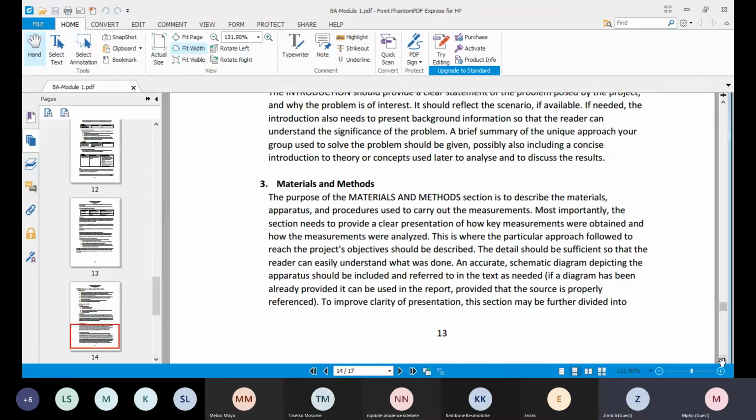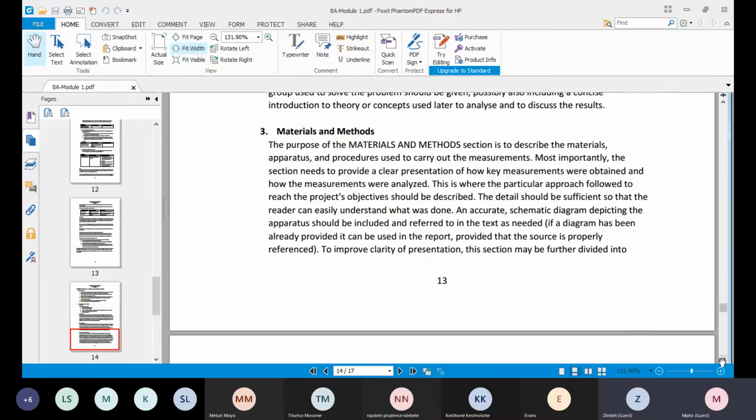Number 3, the materials and methods. They refer to the description of the process. It's part of the body of your report. It's a description of processes, procedures, approaches, and materials that were used to reach the end results of your report. So it should entail a precise presentation and analysis of how the measurements were reached.